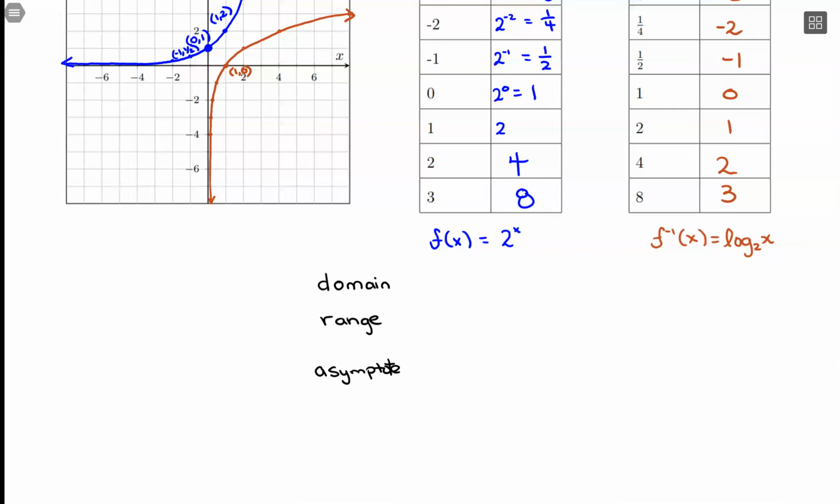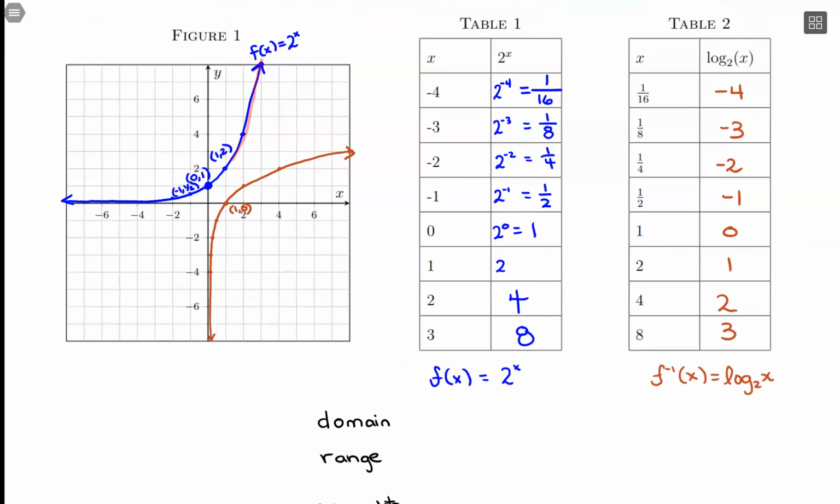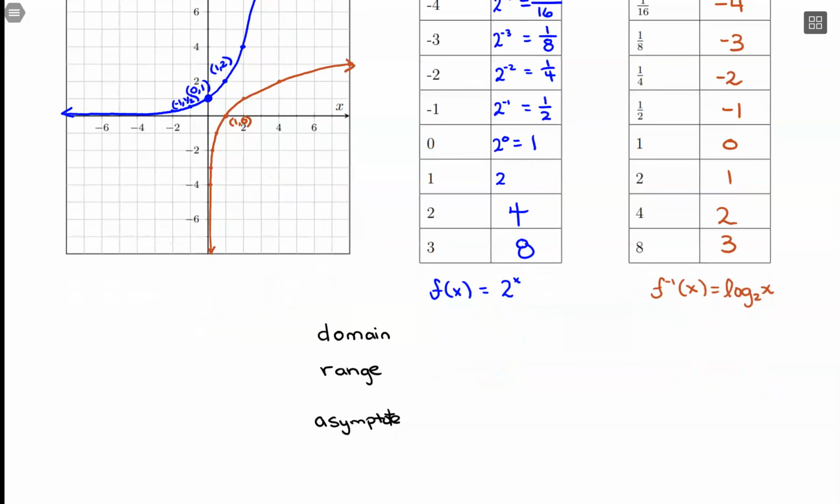Or just asymptote, there's only one. Okay, domain and range. So focusing on our exponential function, our domain is all real numbers because we can plug in absolutely any value for x and we'll have an output from our function even as it goes off the page. So domain is all real numbers, so negative infinity to positive infinity.